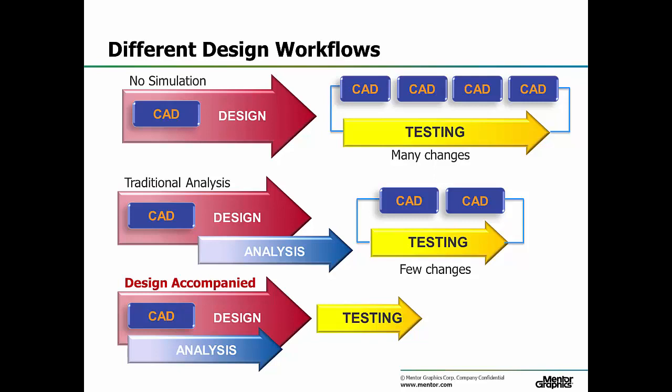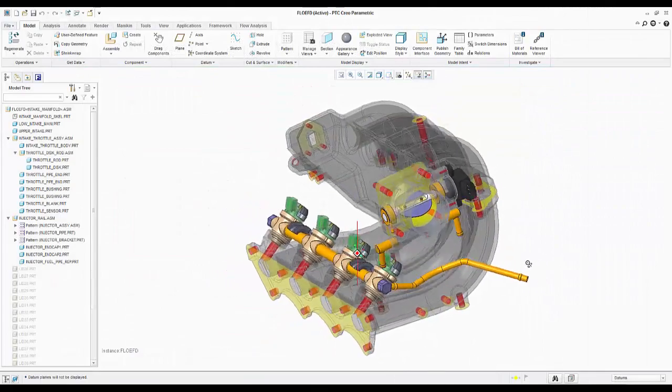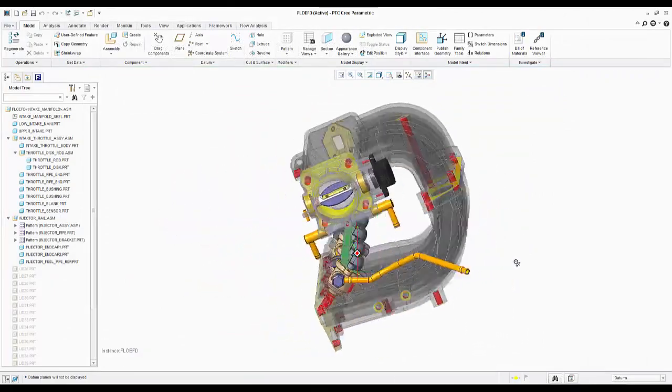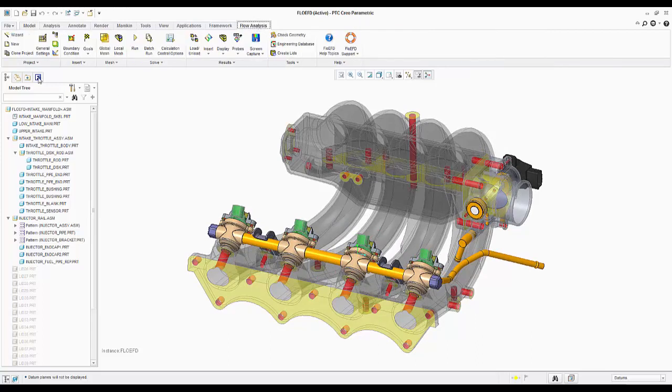FloEFD technology can reduce simulation time by as much as 75% compared to traditional CFD tools. Let's see how. One of the headline features of FloEFD for Creo is the fact that it's a Creo embedded CFD tool. On the screen we have PTC Creo Parametric 3.0, and FloEFD plugs into the software with its own ribbon toolbar and FloEFD feature tree.